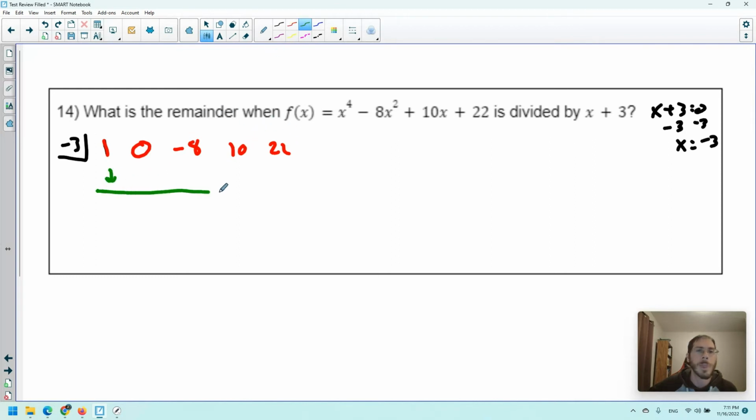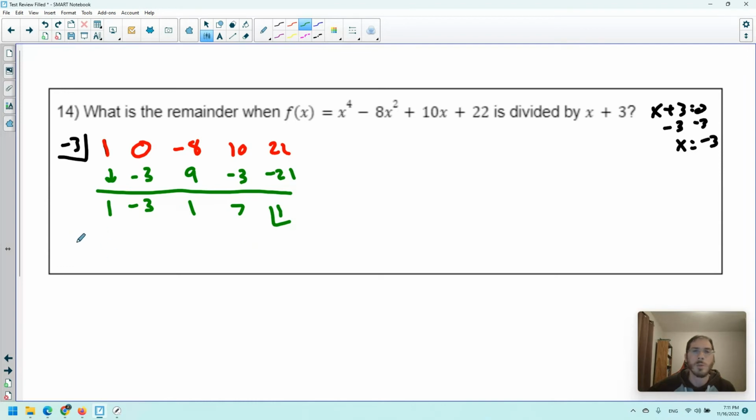Usual moves here. We'll go ahead, we'll drag the 1 down. Negative 3 times 1 is negative 3. Add them up, negative 3. Negative 3 times negative 3 is 9. Add them up, we get 1. Negative 3 times 1 is negative 3. Add them up, we get 7. Negative 3 times 7 is negative 21. Add them up, we get 1.